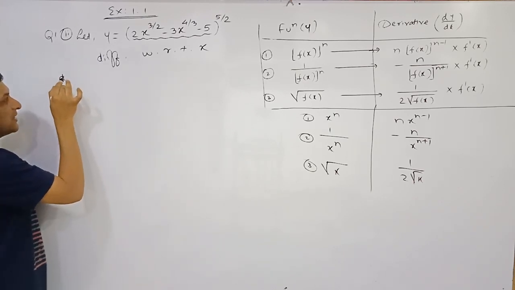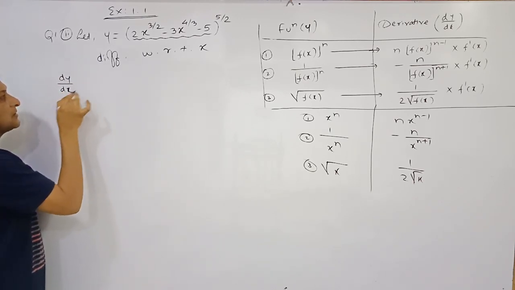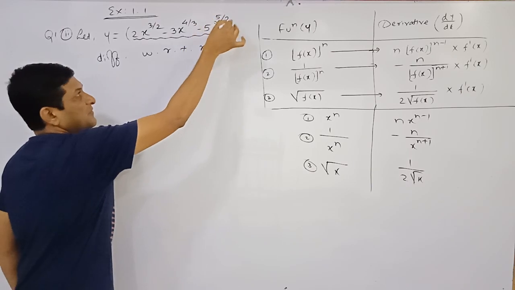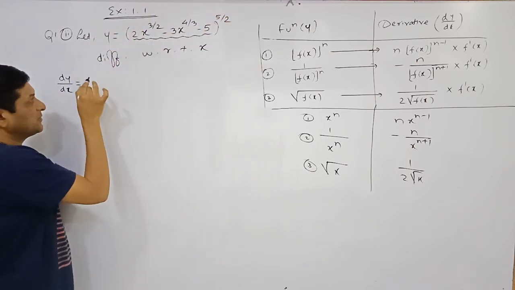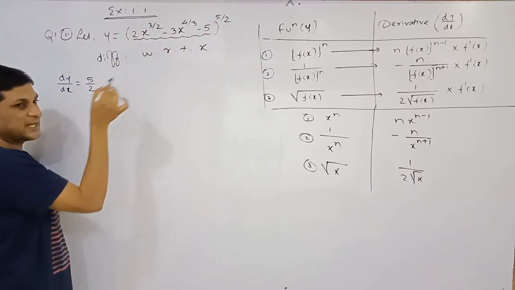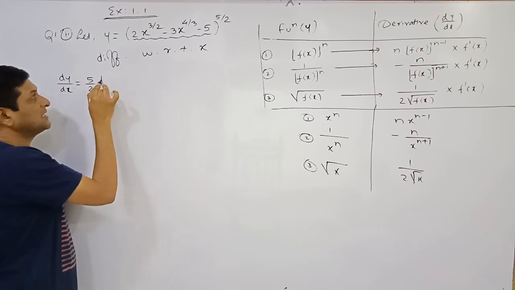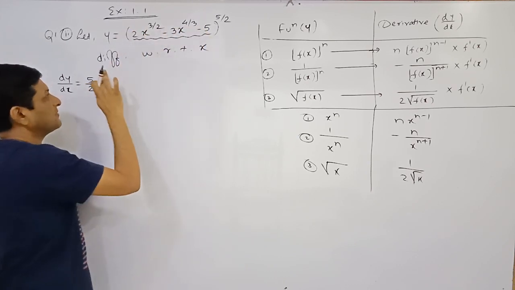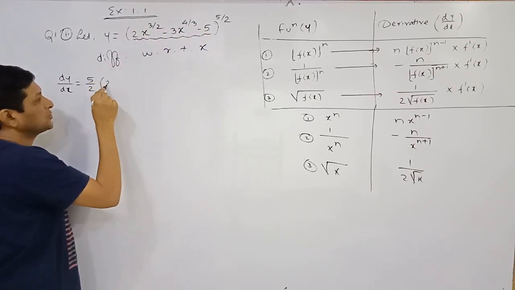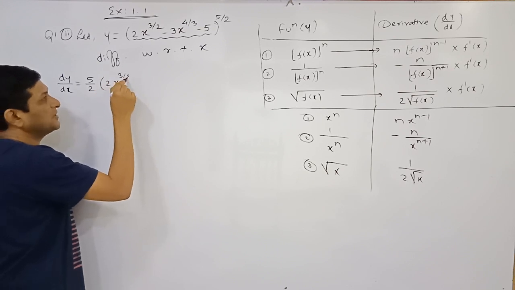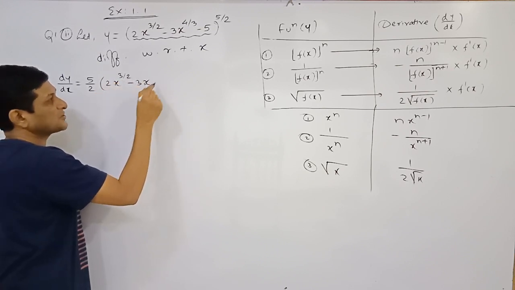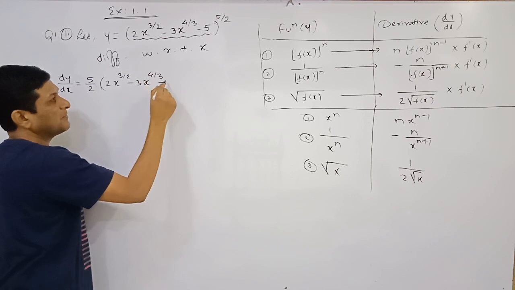According to this formula, first take this power of f of x as what? Coefficient. So what is the power here? 5 by 2. We have taken that power as a coefficient. Then decrease the power of f of x by 1. What is f of x here? 2x raised to power 3 by 2 minus 3x raised to power 4 by 3 minus 5.